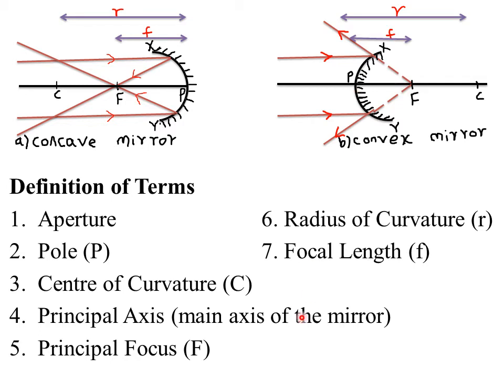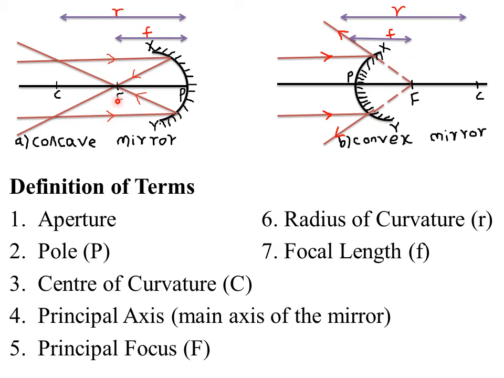Then 5, we look at what we call the principal focus. The principal focus, which is denoted by capital F. So the principal focus for a concave mirror is different from the principal focus for a convex mirror. So let's start with the case of a concave mirror. The principal focus, which is denoted by capital F. So F is actually what we are calling our principal focus.